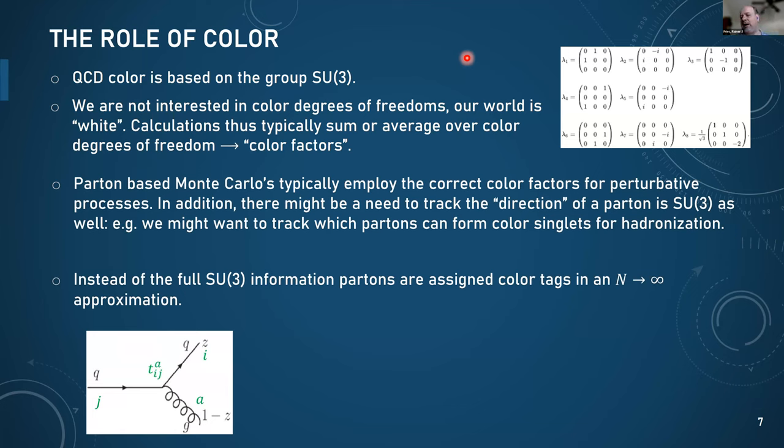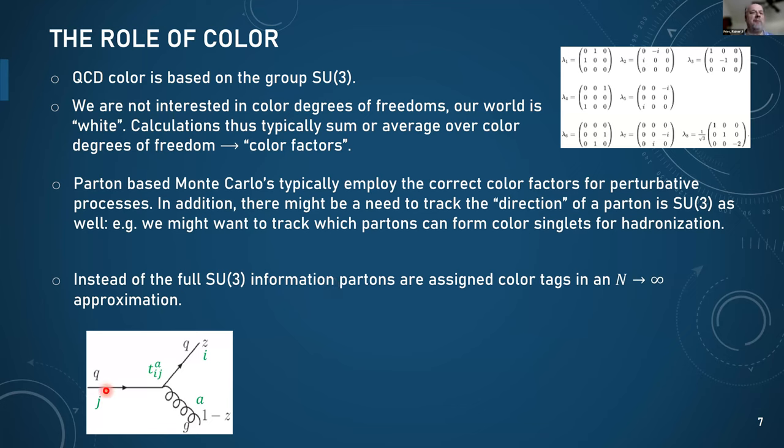And so the approximation and the agreement that we have is that we do this with these color tags, which are, if you think about SU(N) with N equals 3 as the color group, in some kind of N to infinity limit. So instead of basically having three directions, you have in principle infinitely many, and you just label them with some integer numbers, and that's how it is done, for example, in Pythia. Sometimes this is also called the Les Houches colour flow. And the way it works is that if you think about a process like the one shown here, let me see, okay, so now my laser pointer, I have control of it again, very nice.